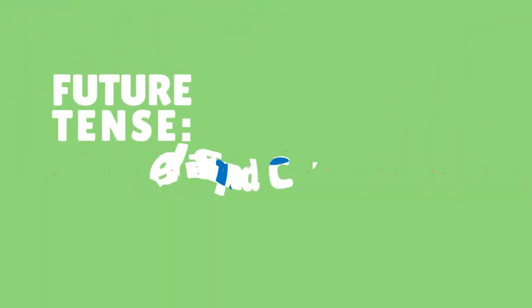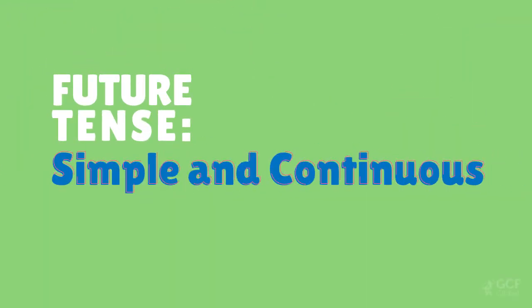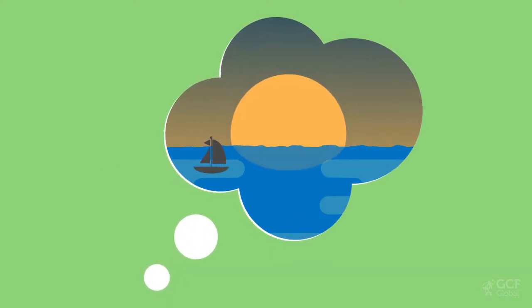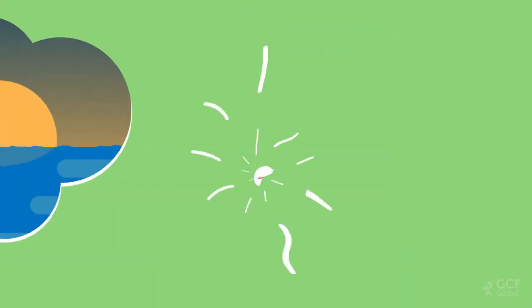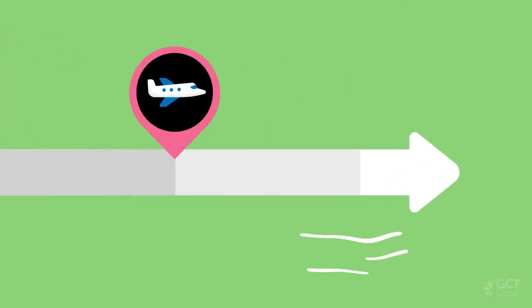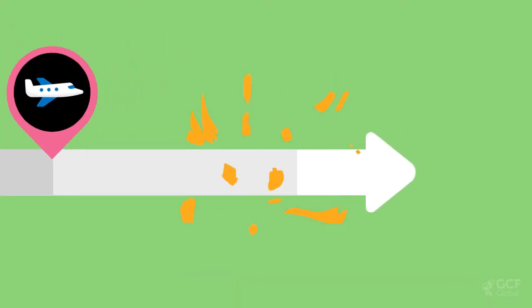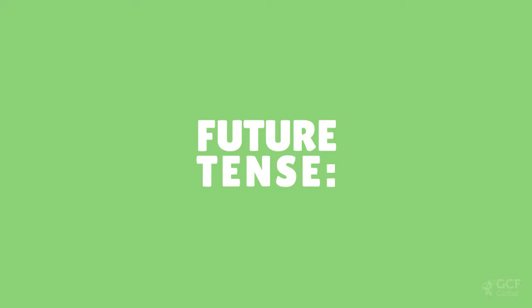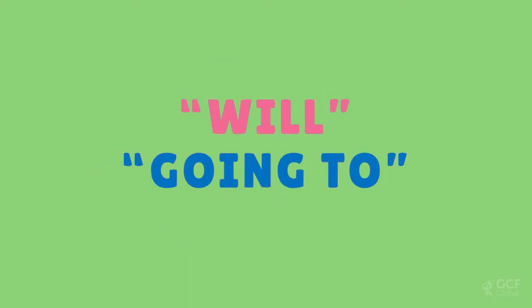Future tense, simple and continuous. We use the future tense to talk about something that will happen, like when we are planning our holidays. We are going to travel in the future. This tense has two principal auxiliary verbs, will and going to.